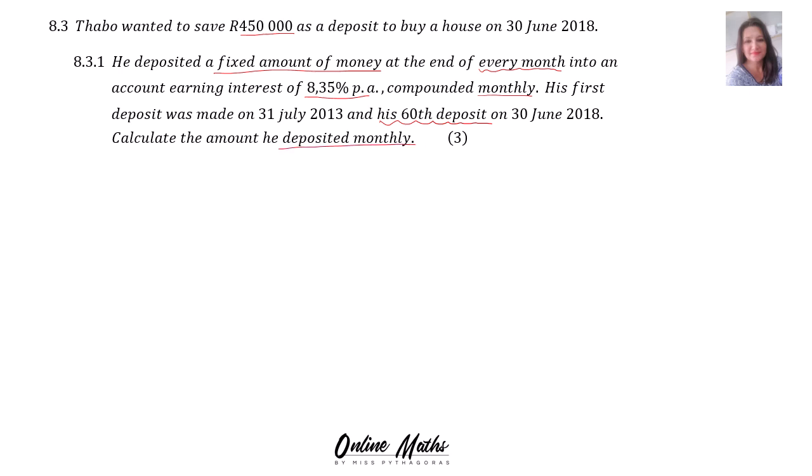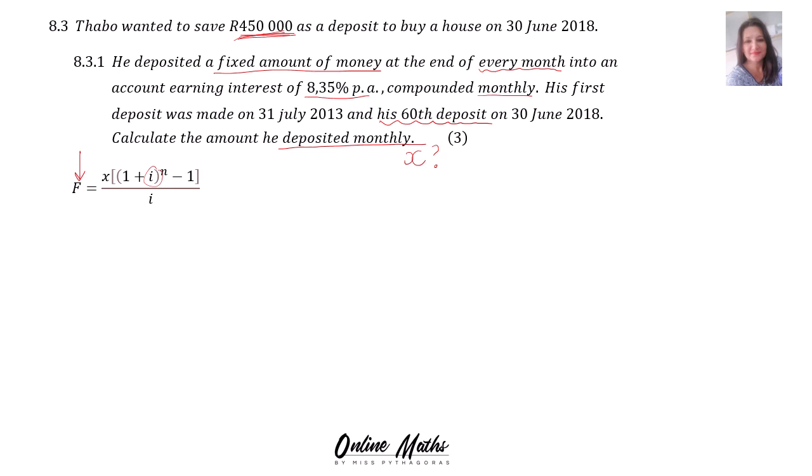So we are looking for X. Now there's a formula, the future value formula. Do you understand that the F is the future amount? What was the future amount? The 450,000 Rand that he wants at the end of the term. X is what we are looking for.